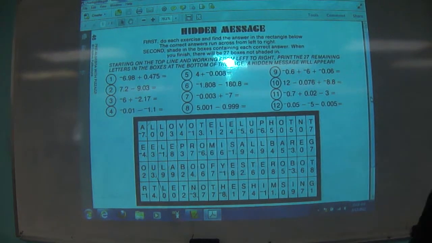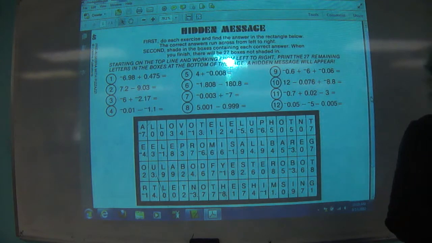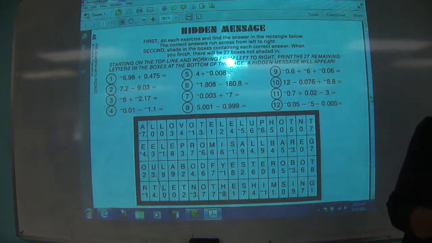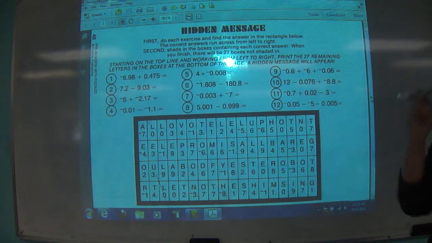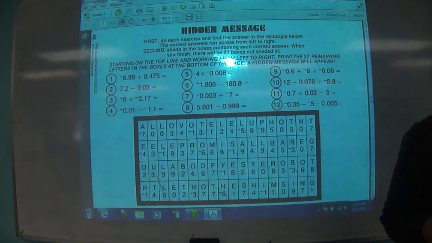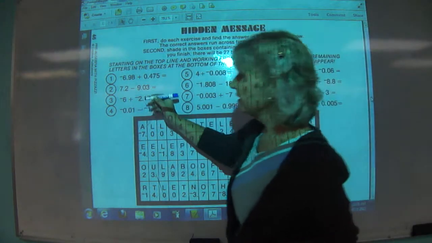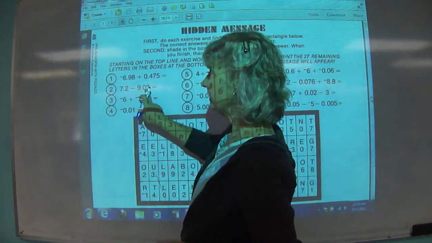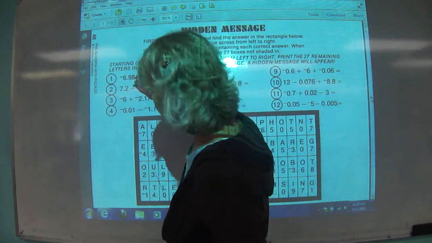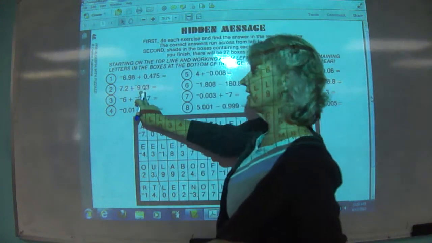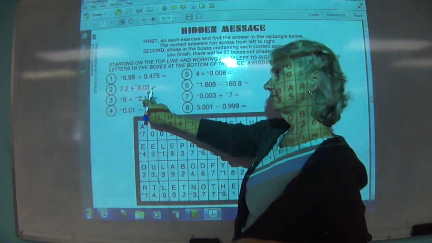Okay, the first of our two assignments today is called Hidden Message, and we're adding and subtracting decimals. When we add and subtract decimals, obviously I don't like using a subtraction. So we're going to look at number 2. The first thing I'm going to do is add the opposite. So if I turn this into addition, this is going to become -9 3/100.